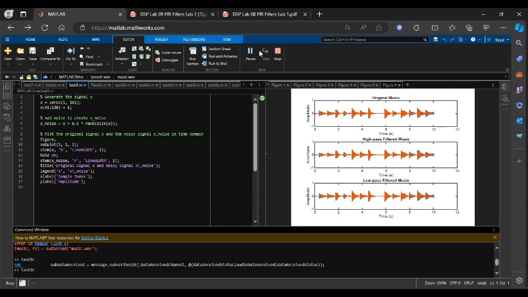Here is the original signal, and then we have the high pass filtered music, and then the low pass filtered music.